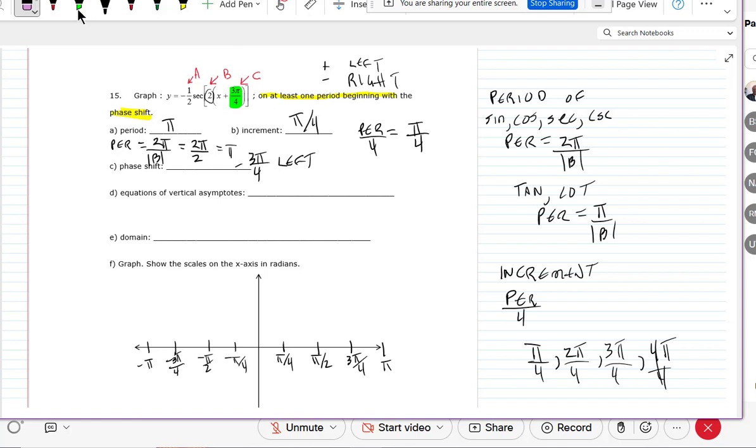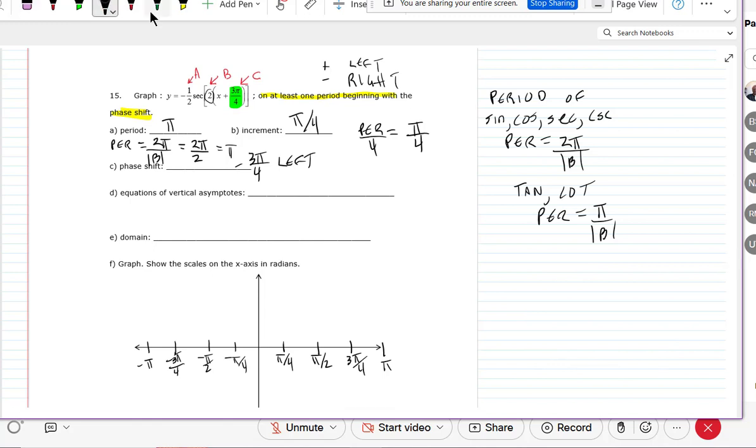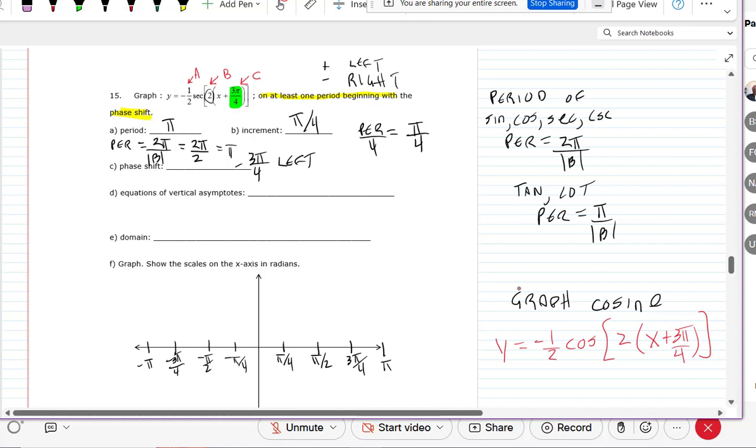Now, if you do a secant, the thing that you want to do when you graph a secant is you want to really focus on this. You want to graph the cosine. So what we're going to do is graph out y equals negative one half times the cosine of 2 times x plus 3 pi over 4. We're going to focus totally on that.